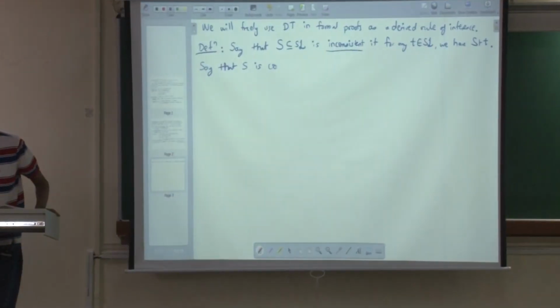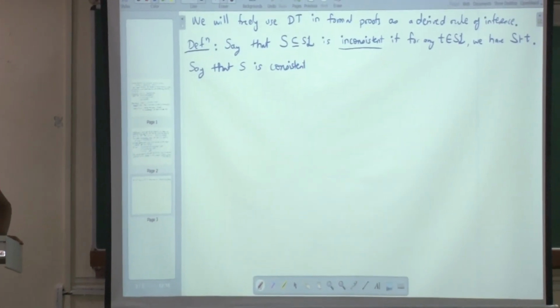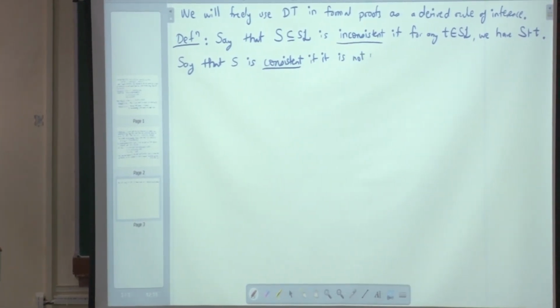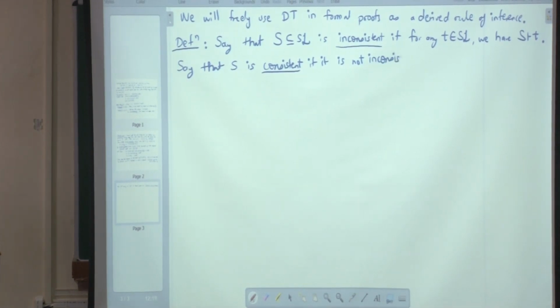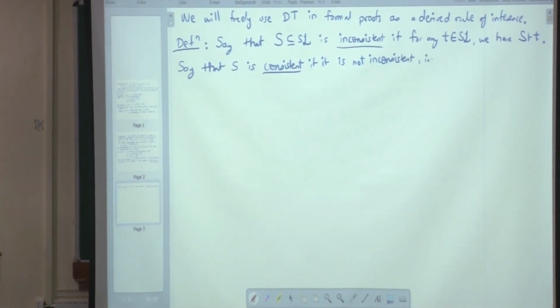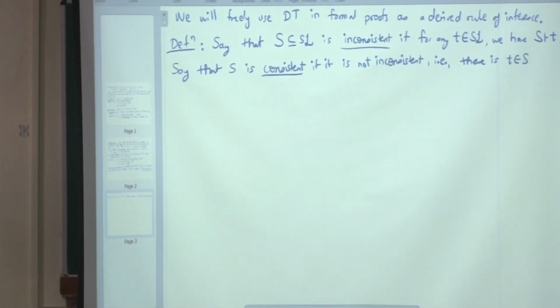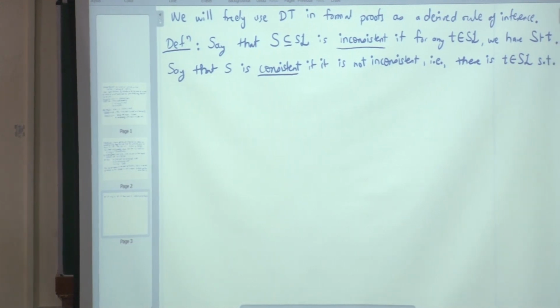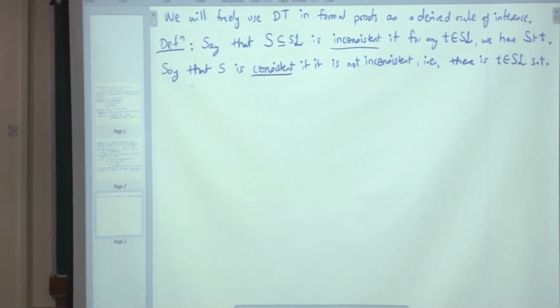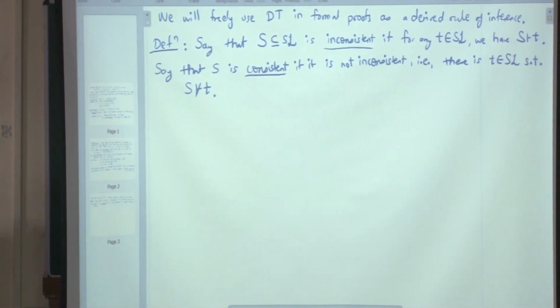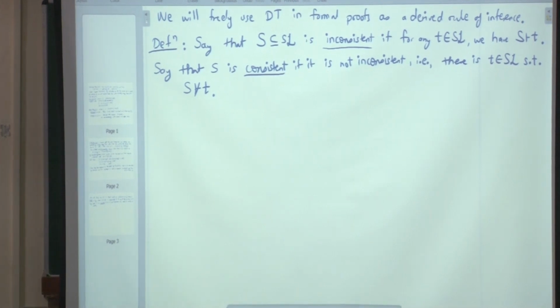So say that S is consistent if it is not inconsistent, i.e. there is T in SL such that there is no proof of T from S. There is no deduction of T from S.